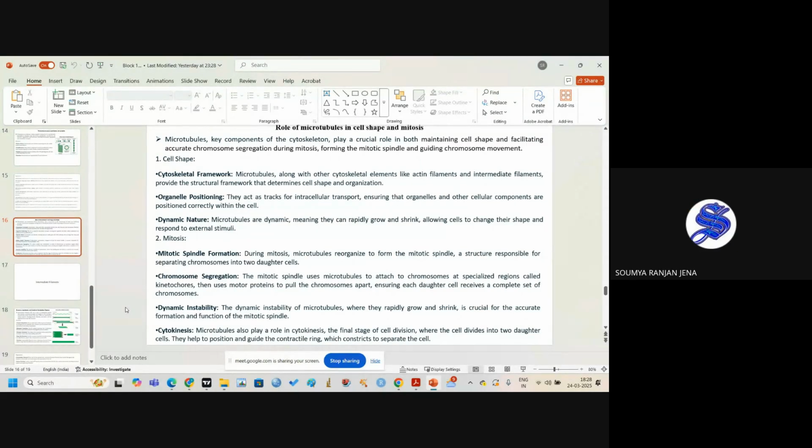Spindle fiber. We'll discuss the spindle assembly checkpoint, how the microtubules help in this checkpoint formation, for proper segregation of chromosomes during cell division, or the formation of two different daughter nuclei.